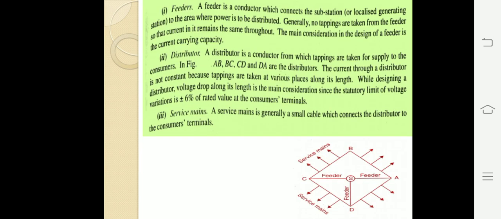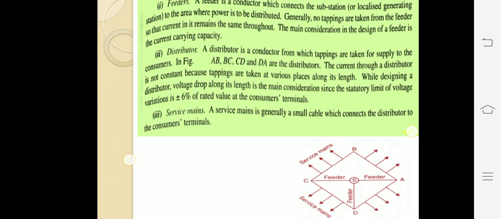So here it is the diagram. Here feeders, distributor, service main. Now we need to know about these three terms. It is very important that we know. See here in the diagram, SC indicates the substation, and we have the feeders and we have the distributors also, and in the diagram the service main is also available. So what is meant by feeder?